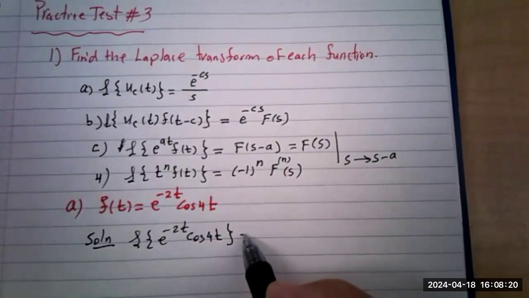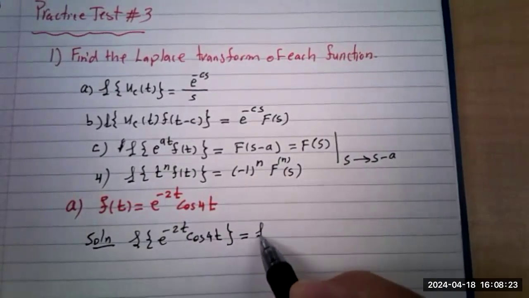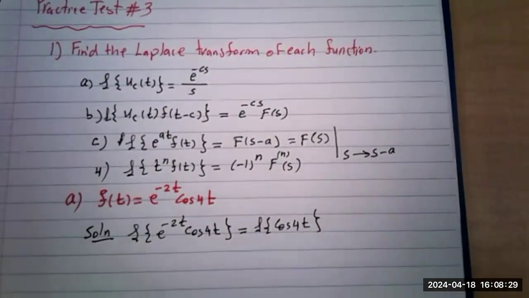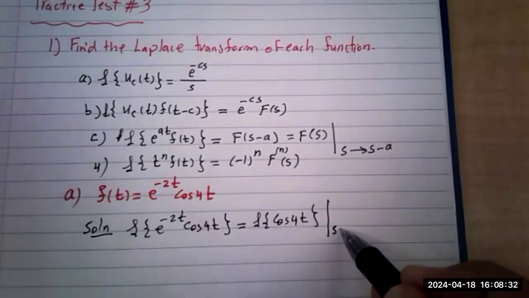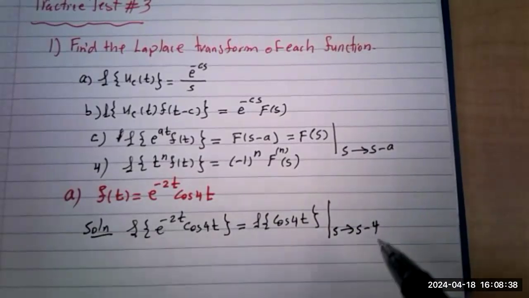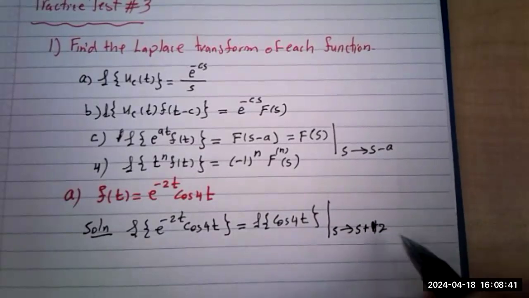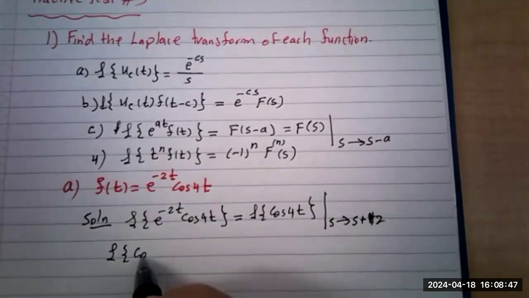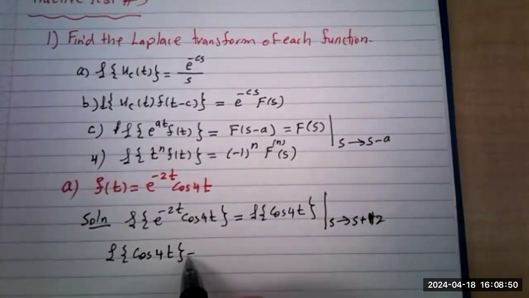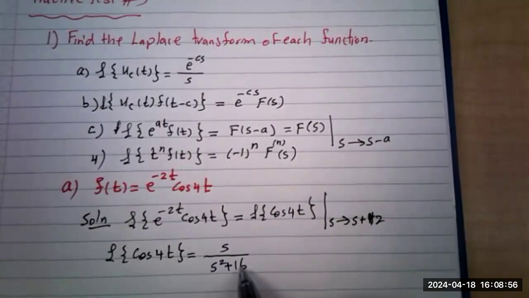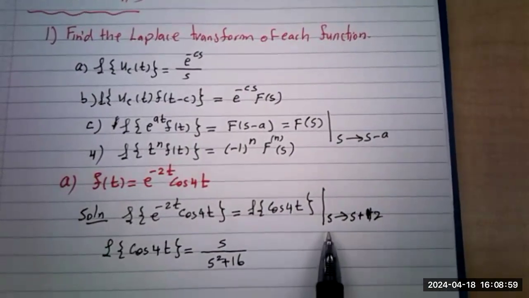This is going to be the Laplace of cosine of 4t, when you change the s into s plus 2. Or you can find the Laplace of cosine first. The Laplace of cosine of 4t is going to be s over s squared plus 16. Then you are going to change the s into s plus 2.